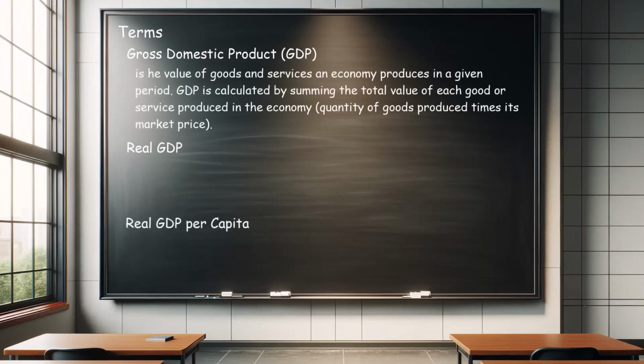Gross domestic product is the value of goods and services an economy produces in a given period. GDP is calculated by summing the total value of each good or service produced in the economy, quantity of goods produced times its market price.